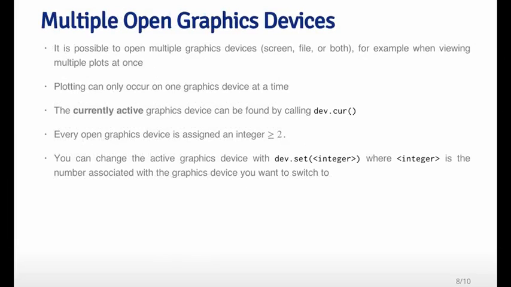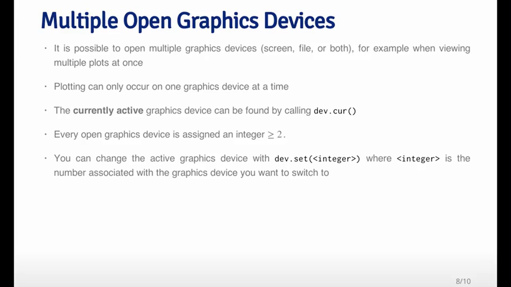So it's possible to open multiple graphics devices. For example, you might want to create 3 or 4 different plots to look at at the same time, and the way to do that is to have 3 or 4 different screen devices open. You can launch graphics devices explicitly. You can launch the screen device on Mac by calling the quartz function multiple times, and then you'll open multiple graphics screen devices.